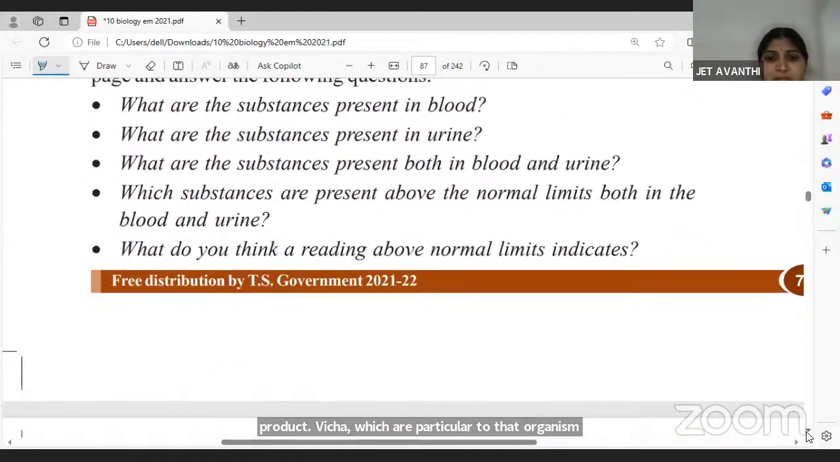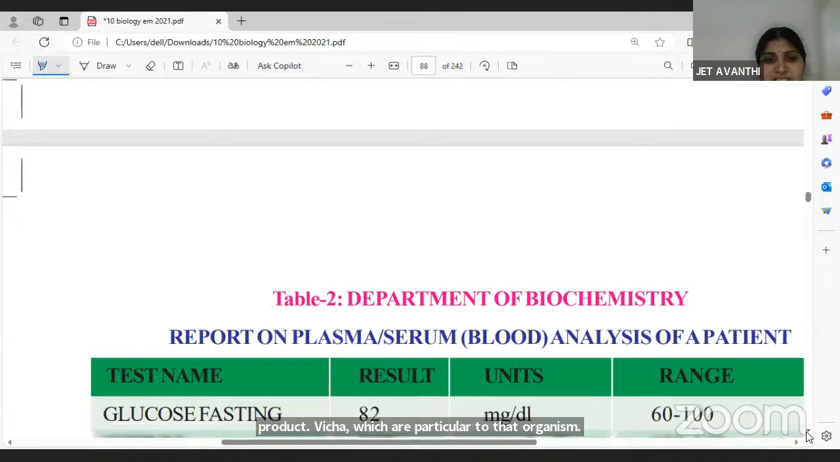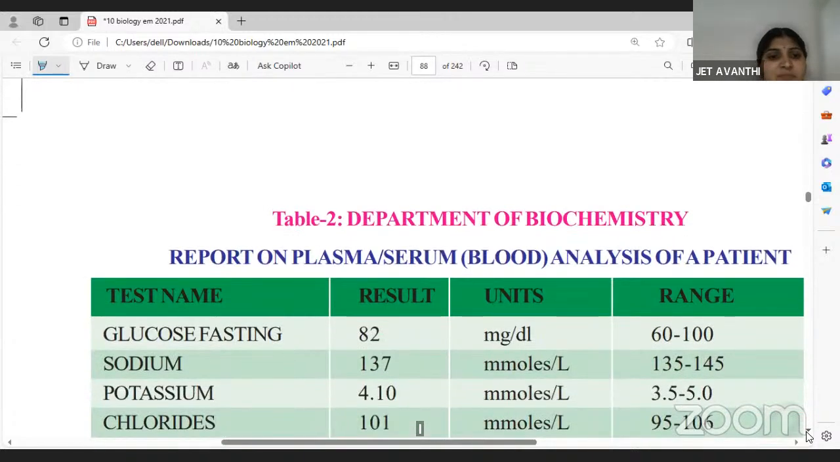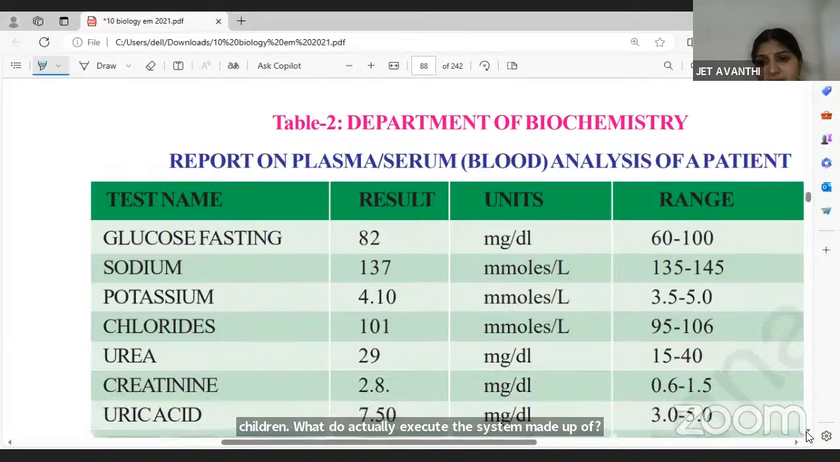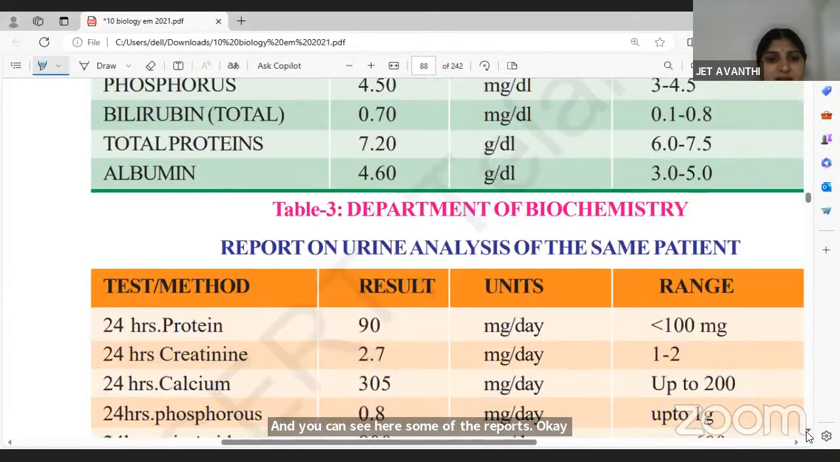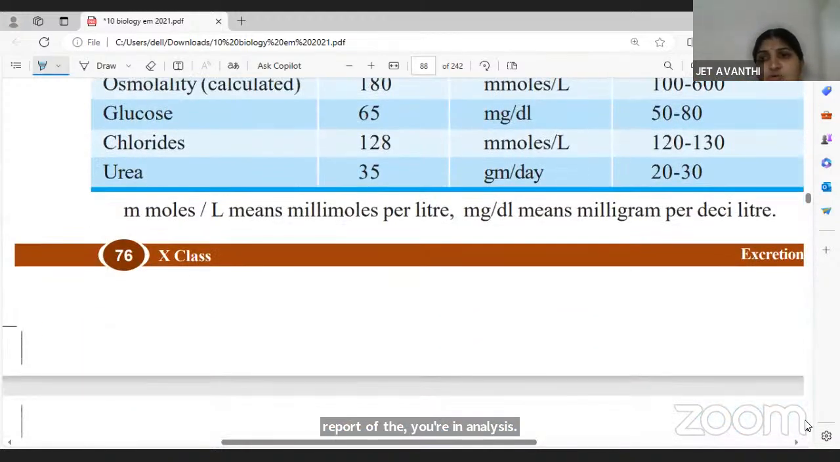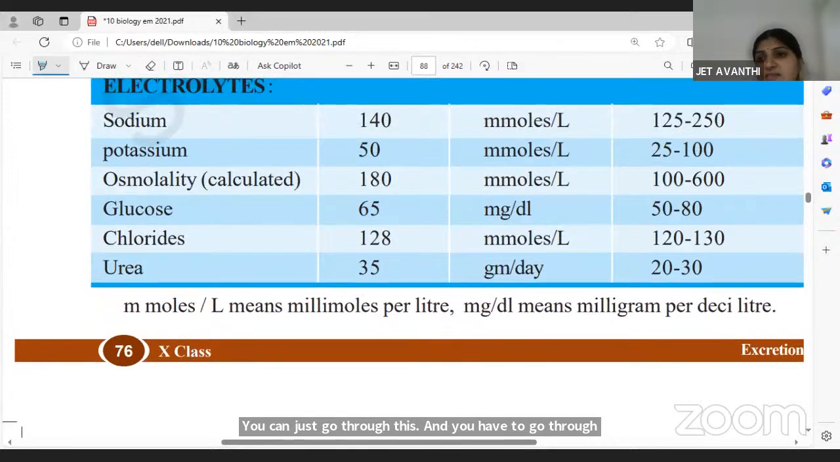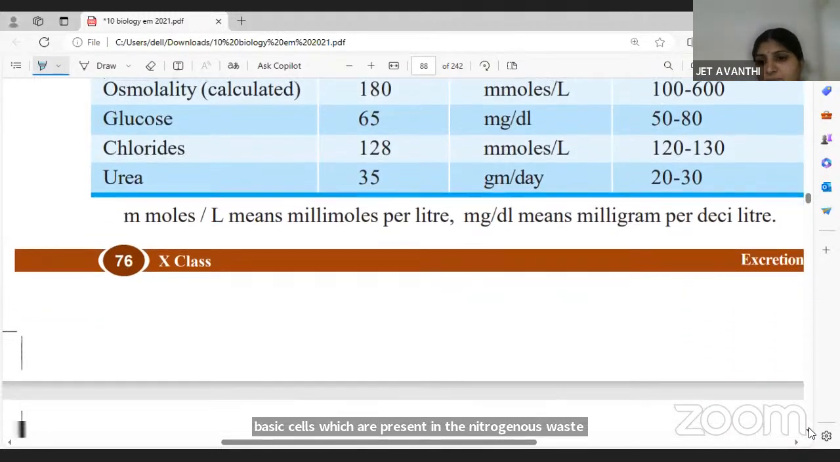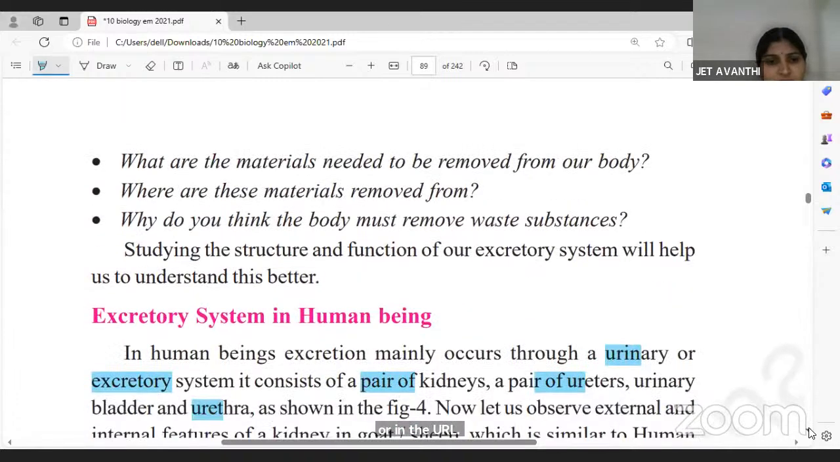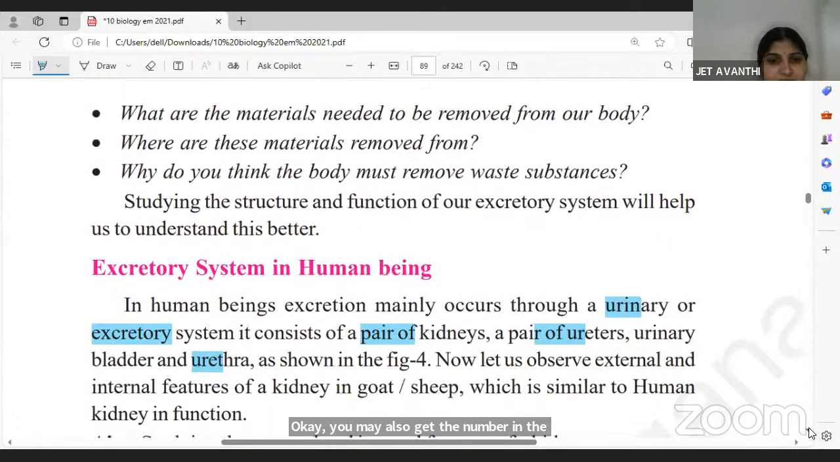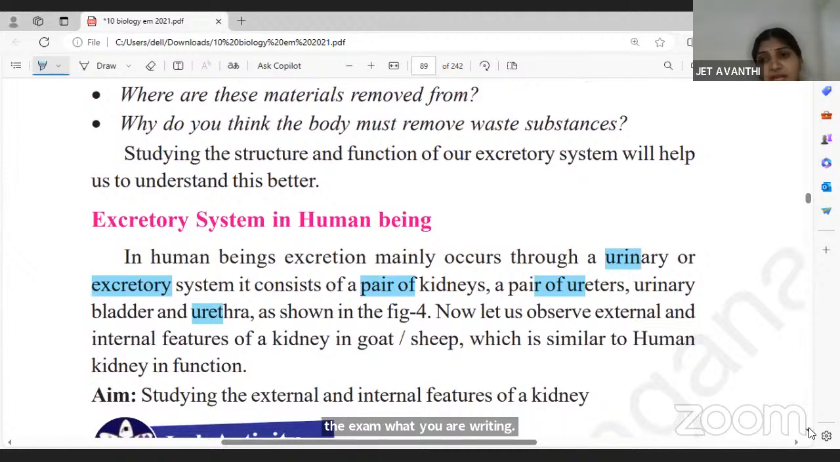And coming to the excretory system, children, what is the excretory system made up of? You can see here some of the reports. Analysis of the blood is an activity, and the report of the urine analysis. You have to go through these. Basically, children, they have given the basic salts which are present in the nitrogenous waste or in the urine. You may also get the numbers in MCQs in the competitive exams. Now we are going to discuss the excretory system in the human body.